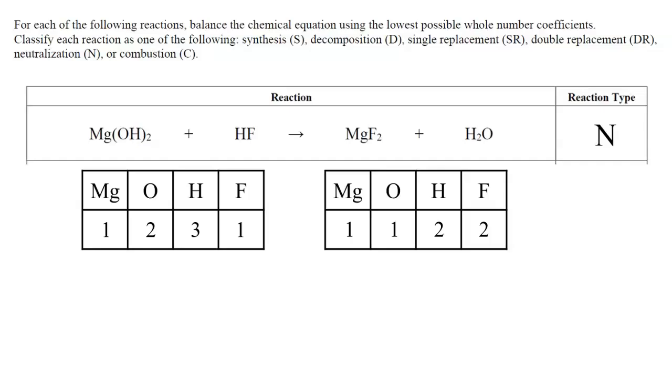And as far as where to start, I'm going to begin with fluorine because fluorine is only found in 1 formula on the left and it's only found in 1 formula on the right. So because there's 2 fluorines on the right, I'd like to get 2 fluorines on the left. So I'm going to put a 2 in front of the HF formula. So this will increase the number of hydrogens and fluorines.